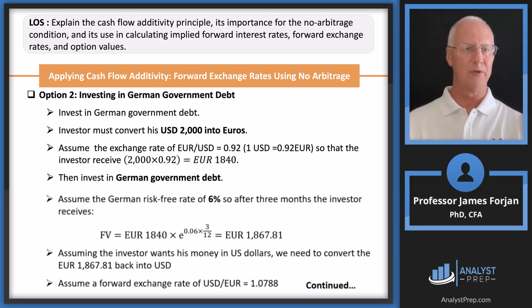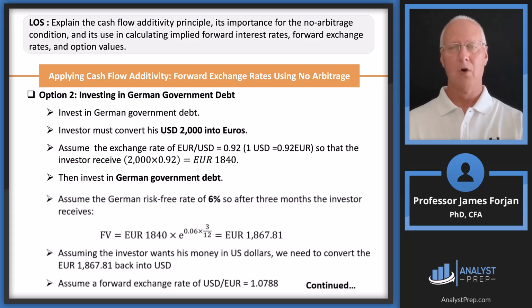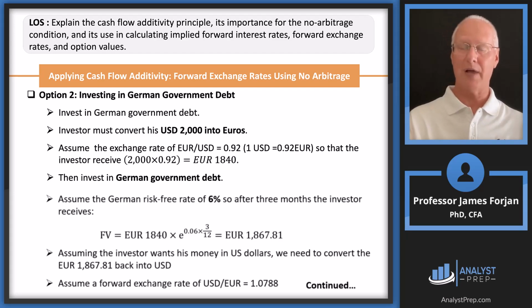See the third arrow point? 1 US dollar is equal to 0.92 euros. So what that translates into is we're going to take the 2,000 US dollars and we're going to get 1840 euros. We're going to invest in German government bonds. Suppose that the yield on those German bonds is 6%. So you just do the math there. Of course, at maturity, you're going to want to convert those euros back into US dollars.